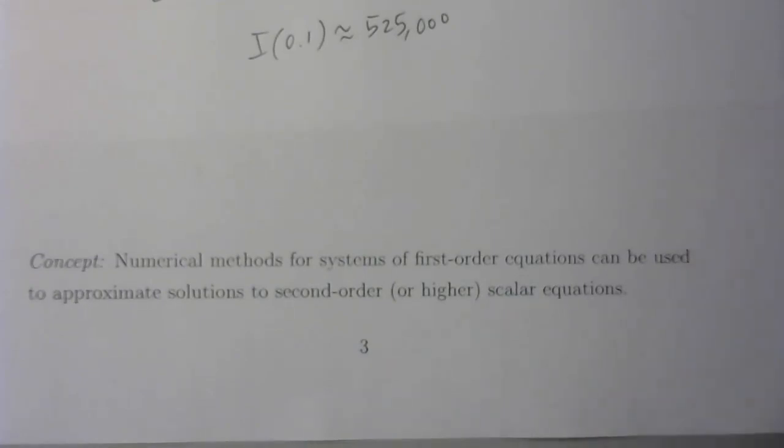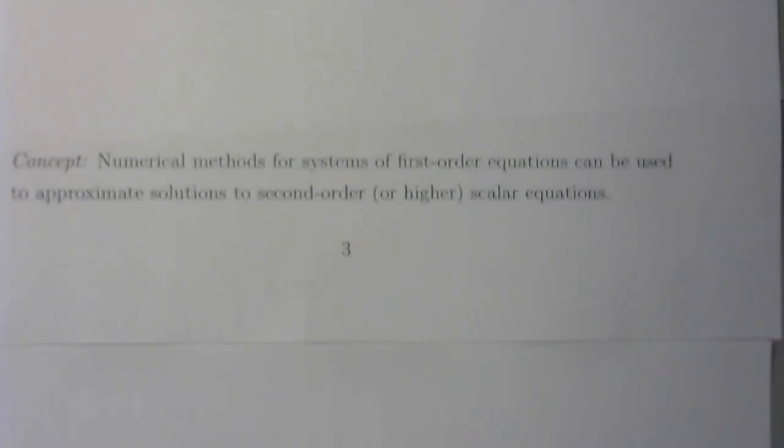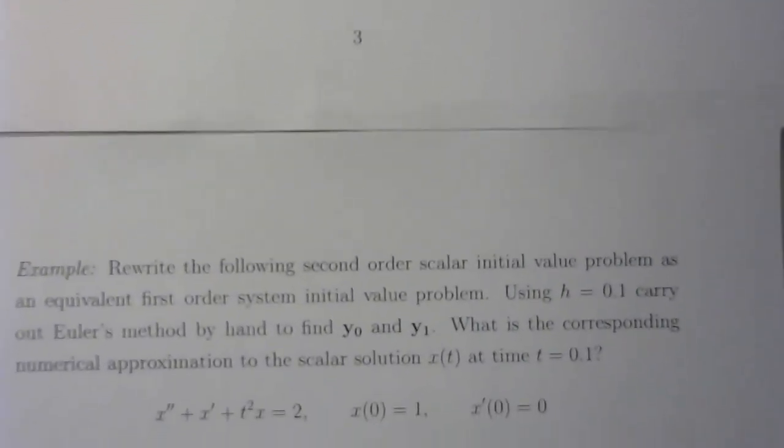Okay. So what's the big idea? The big idea is that numerical methods for systems of first order equations can be used to approximate solutions for second order or higher scalar equations, right? Because this was a system of 2 first order equations, which could also be written as a second order system. So we can look at systems of any order with this type of trick, because we're only looking at, say, one time step back. So we only really need the fundamental theorem of calculus to relate y and y prime through the function f.